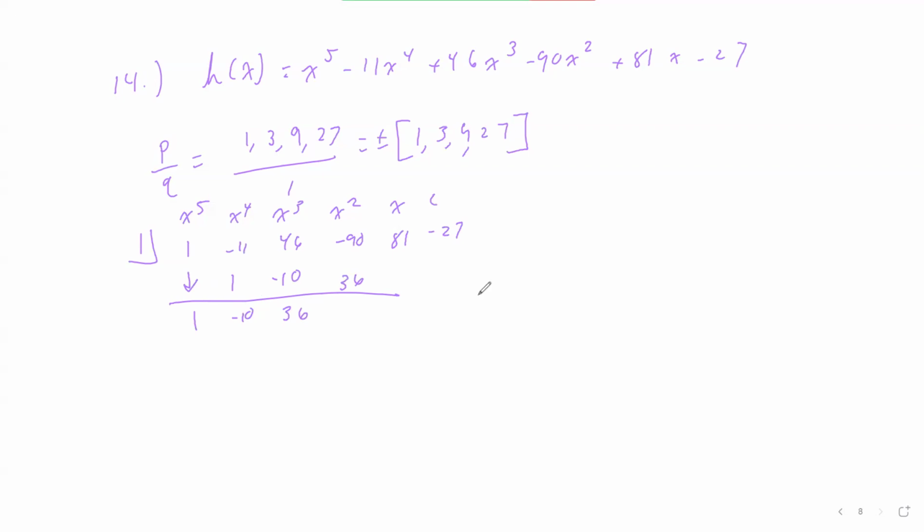That's going to be 90 minus 36 is 54, and 81 minus 54 is 27. Okay, cool. And then from there, let's try 3. So that would be 1, negative 10, 36, negative 54, and 27, because right now it's x to the fourth.